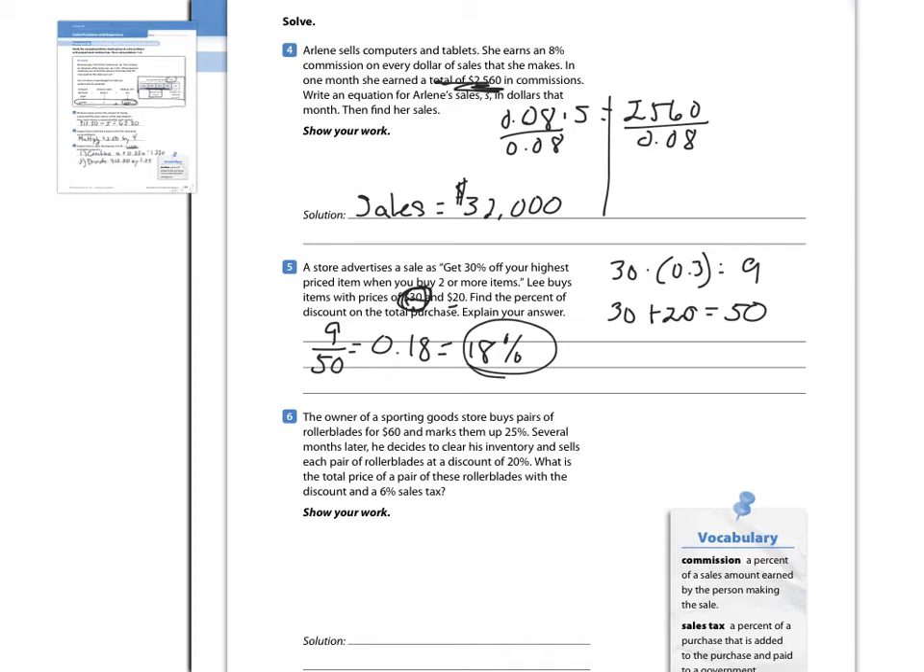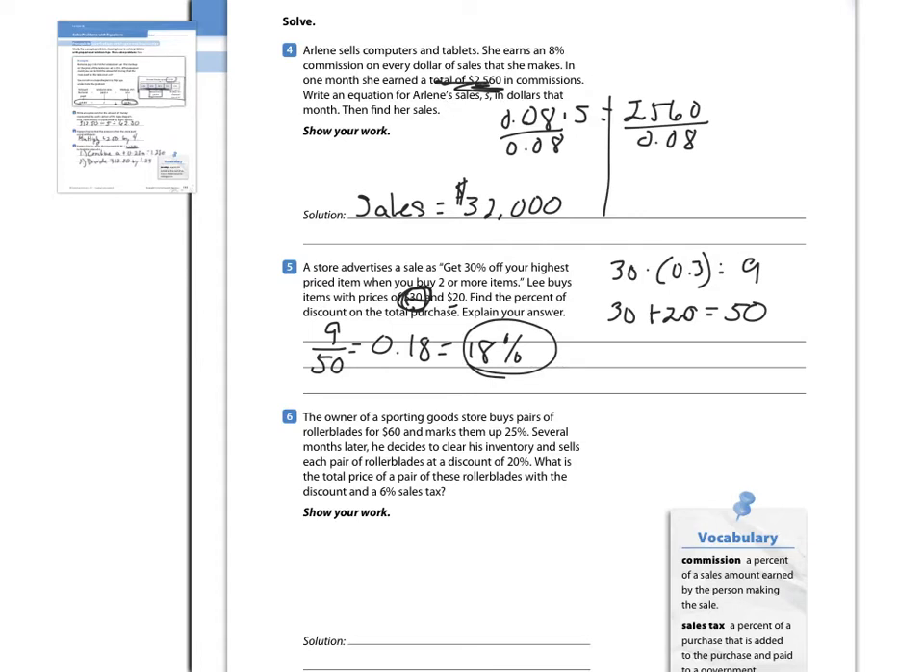Number 6, the owner of a sporting goods store buys pairs of rollerblades for $60, marks them up 25%. Several months later, he decides to clear his inventory and sell each pair of rollerblades at a discount of 20%. What is the total price of a pair of these rollerblades with the discount and a 6% sales tax?